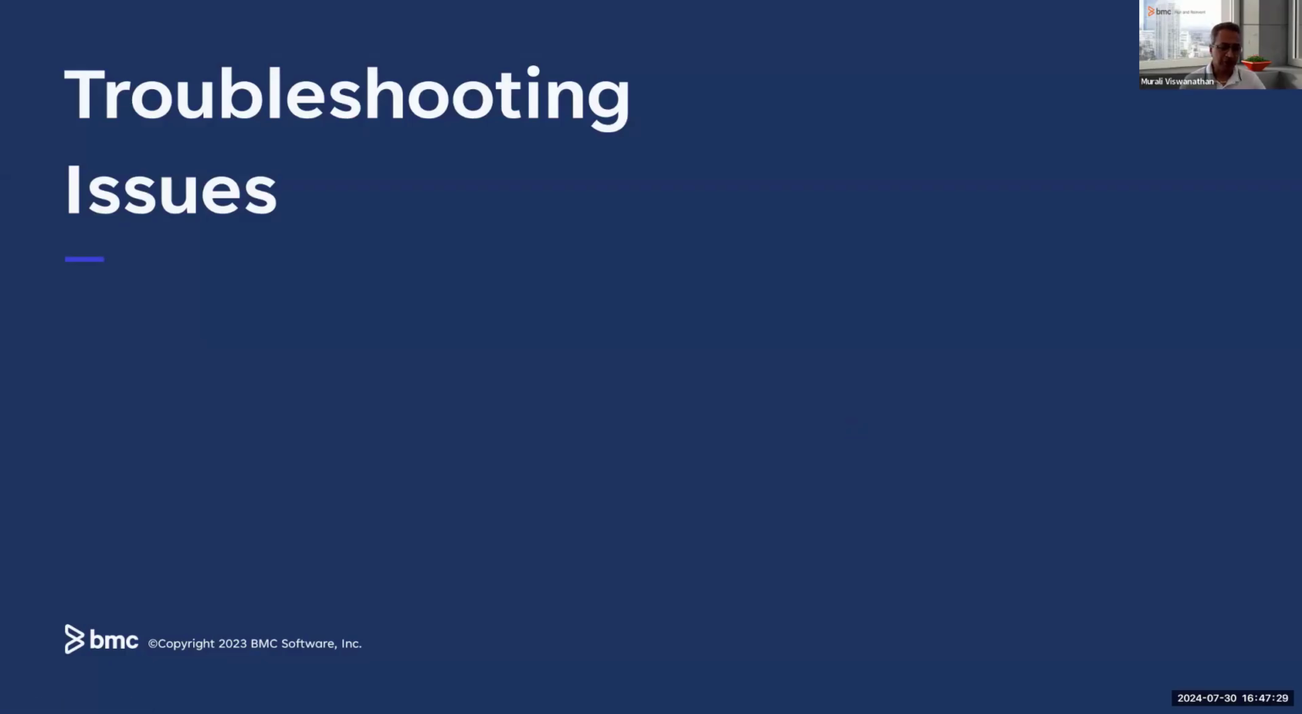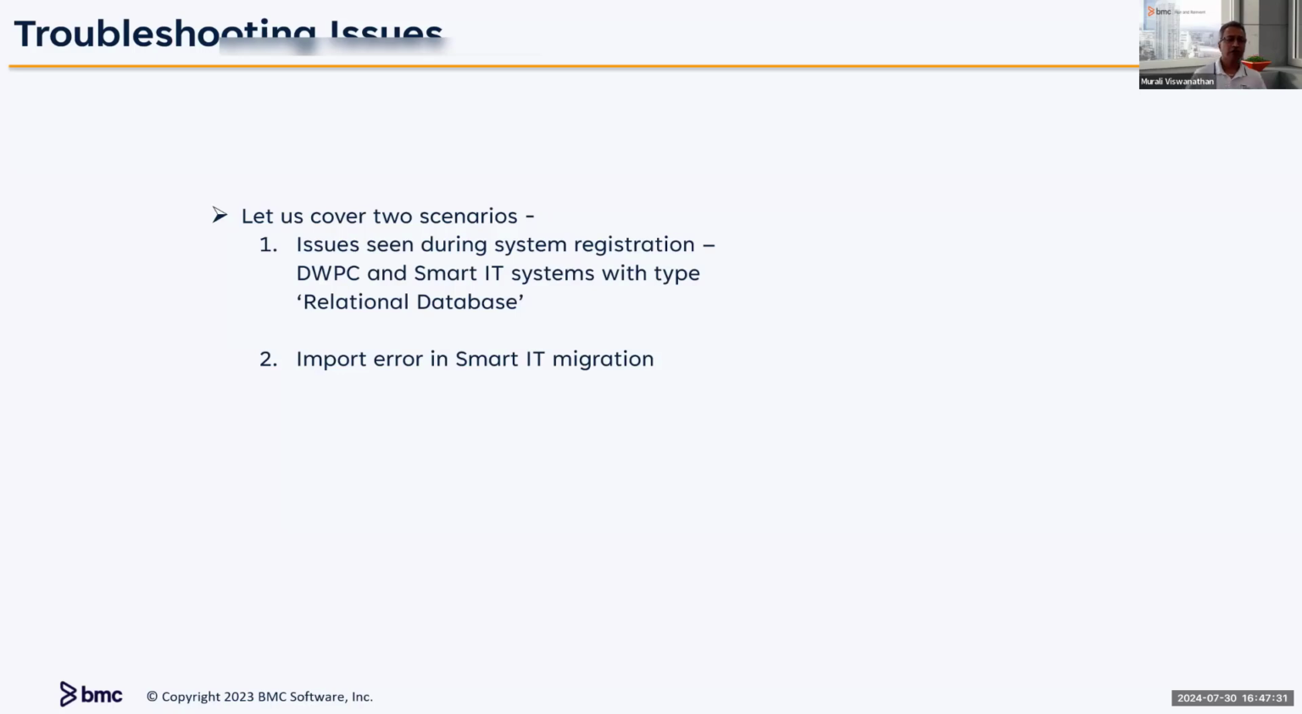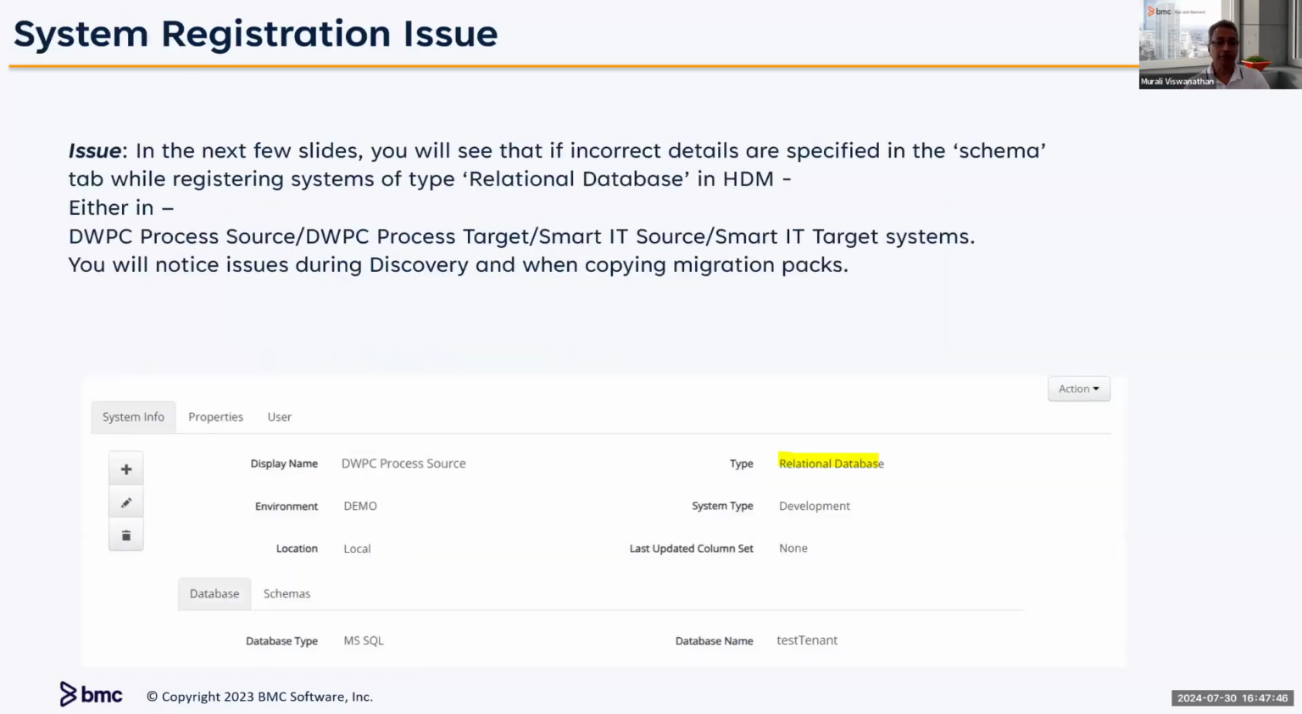So now let's look at some troubleshooting issues. We want to cover two scenarios here, which we typically see with customers. One was issues seen during system registration for DWP and IT, Smart-IT, and then we'll also cover an import error in Smart-IT migration.